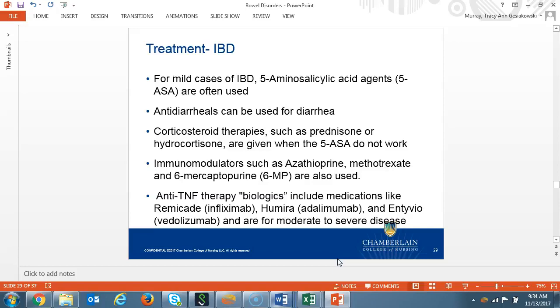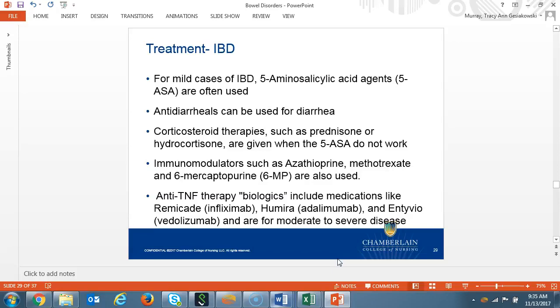Corticosteroid therapies such as prednisone or hydrocortisone are given when the 5-ASA products are insufficient to control inflammation and with moderate to severe disease. Steroids drastically suppress clinical symptoms and are given in an 8 to 16 week time period, followed by 2 to 4 weeks of tapering off the medication. Drugs that suppress the body's immune response in IBD, known as immunomodulators, are used in moderate to severe disease that does not respond to corticosteroid therapy.